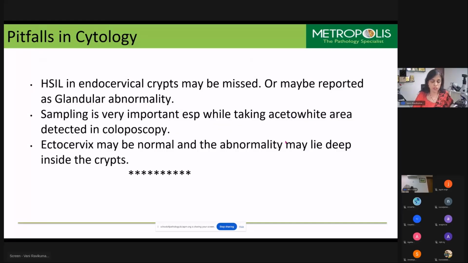And the pitfall in cytology. Imagine if a pap smear was done in this case, the HSIL in the endocervical crypts may be missed due to sampling error. If you are doing a colposcopy, again the sampling is very important, because when you take from the acetowhite areas, it will show the ectocervix only. It may not go deep inside the crypt. A very important practical point: you must tell the clinician, please look carefully into the endocervical crypt and also sample from there, so that we do not miss these HSIL occurring deep in the crypts. The ectocervix may be looking normal and the abnormality may be lying deep inside the crypts. We have seen several such cases. So this is a point of practical importance.